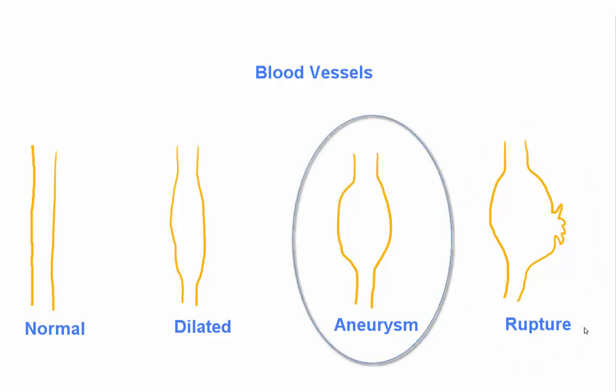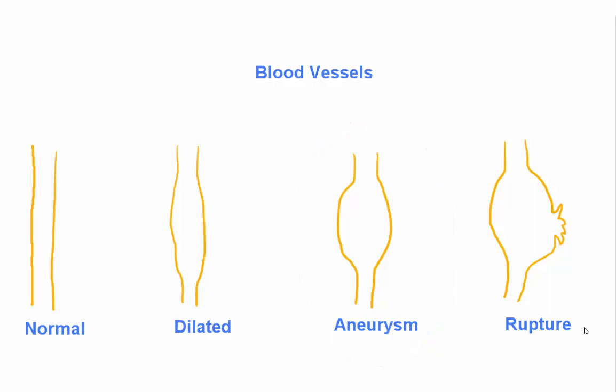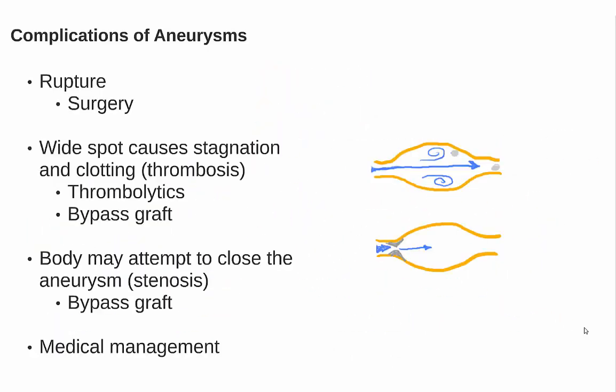In between these two extremes, the blood vessel is stretched out such that it can't return to its normal size, so it stays ballooned out a bit, and this is an aneurysm. Now, there are three main complications of aneurysms, and the likelihood of these problems occurring appears to be directly related to the size of the aneurysm relative to the normal vessel size.